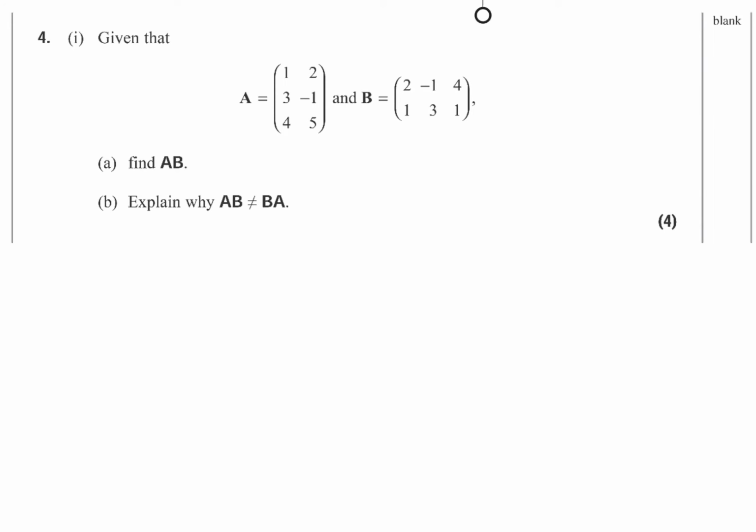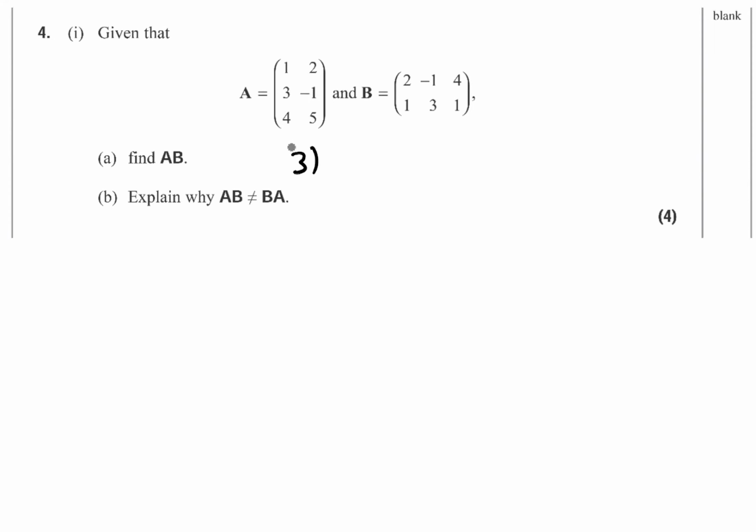Okay, this video is going to be looking at question 4.1 part B of the June 2014 Edexcel FP1 paper. If you remember, in part A, we calculated AB. We did the matrix multiplication, and that bit was worth 3 marks. There's 4 marks for the whole of part 1. Part B is where you get your extra 1 mark, which adds up to 4.